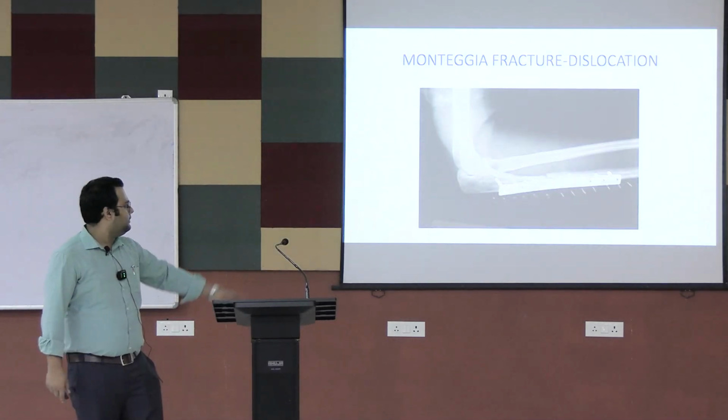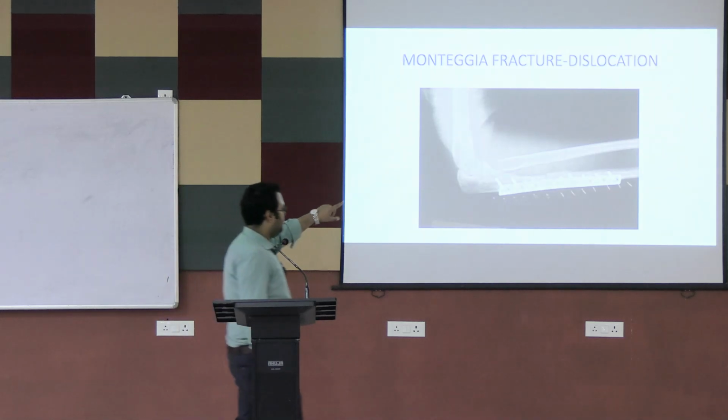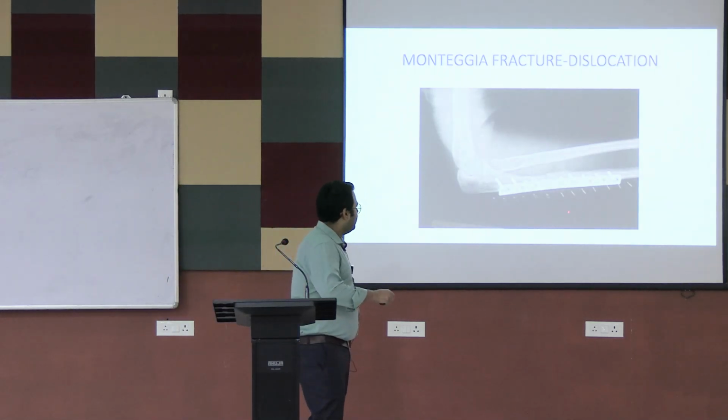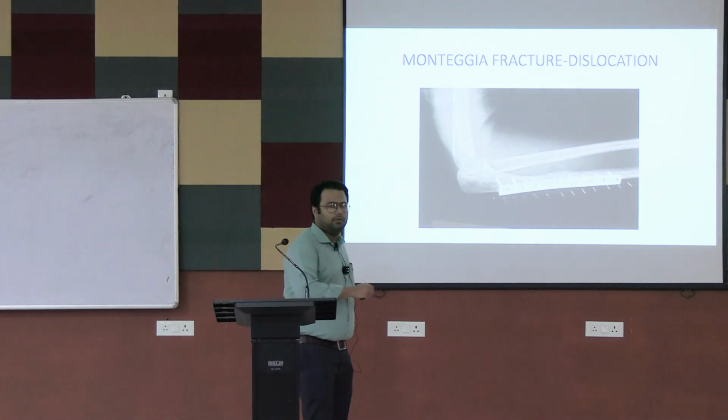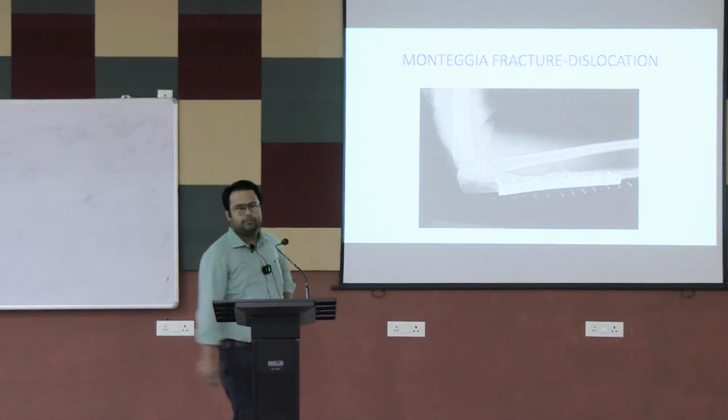So this is, as you can see, the next X-ray of a Monteggia fracture after having been fixed with a plate. Okay. So this radial head, which was over here, has come back to its normal position. As you can see, the length of the ulna has been maintained and also the proper bowing of the ulna. Right?